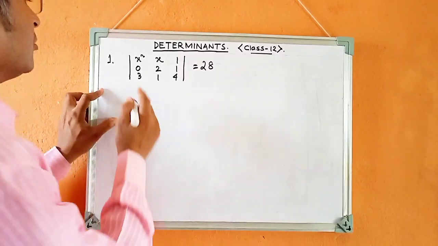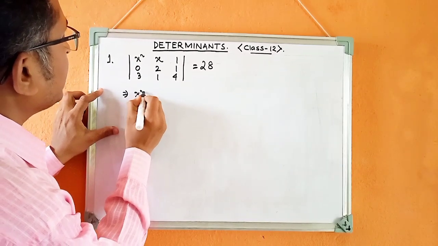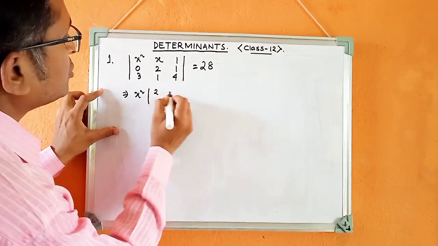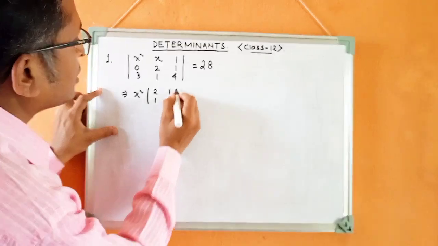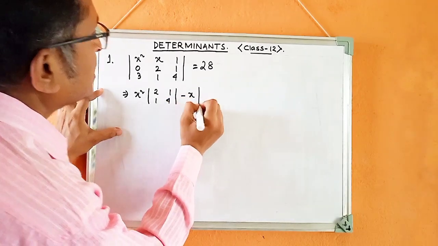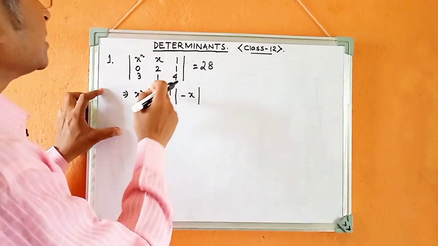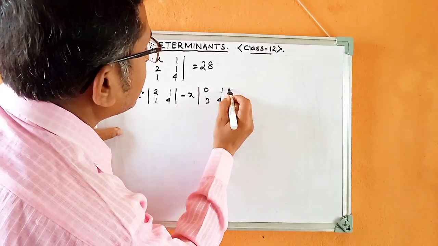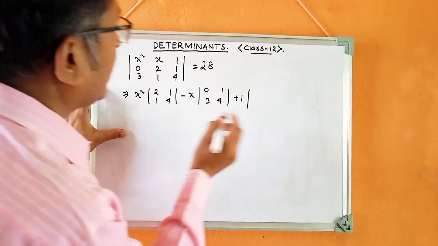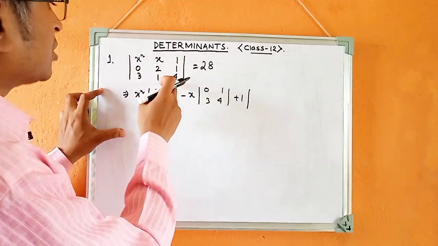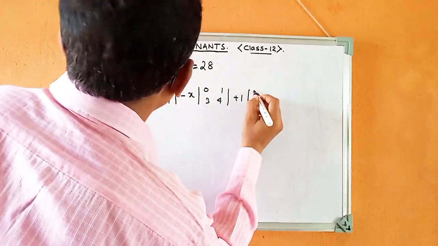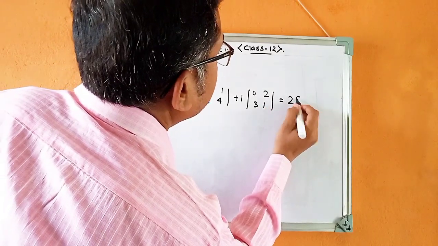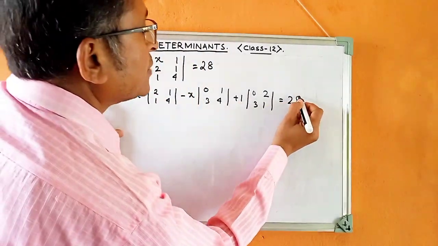See how to solve this. x square into the determinant after eliminating this row and this column, that is 2 1 1 4. Then minus x into the determinant after eliminating this row and this column, 0 1 3 4. Then plus 1 into the same, eliminating first row and third column, 0 2 3 1, is equal to 28.